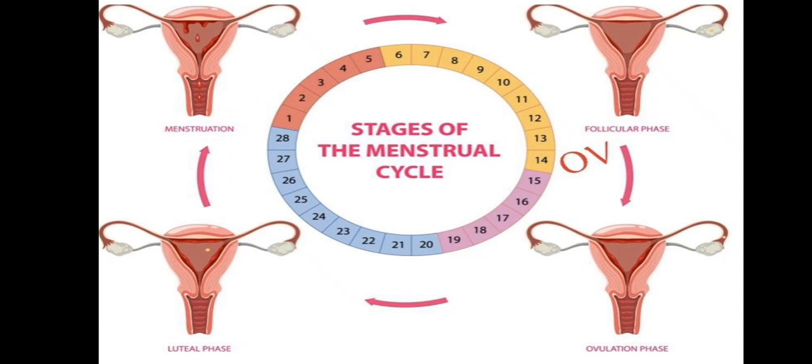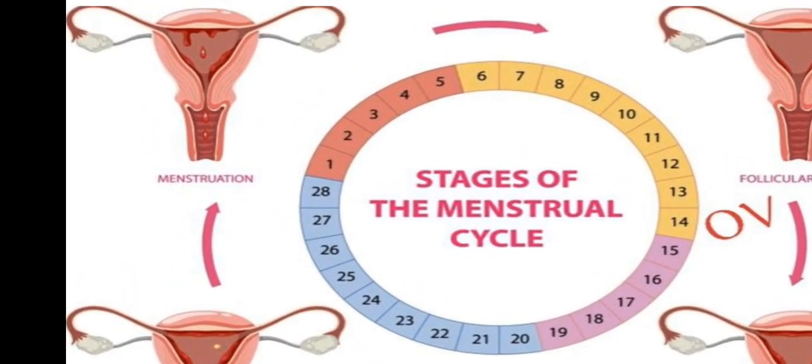So we're going to start from day 1, up to day 5. You can see day 1, day 2, day 3, day 4, day 5. In these 28 days, from day 1 to day 5, there will be menstruation. This is why we are seeing this picture here. It is showing the endometrium lining shedding off, and there is blood coming out from the vagina. It's just showing that there is menstruation from day 1 up to day 5.